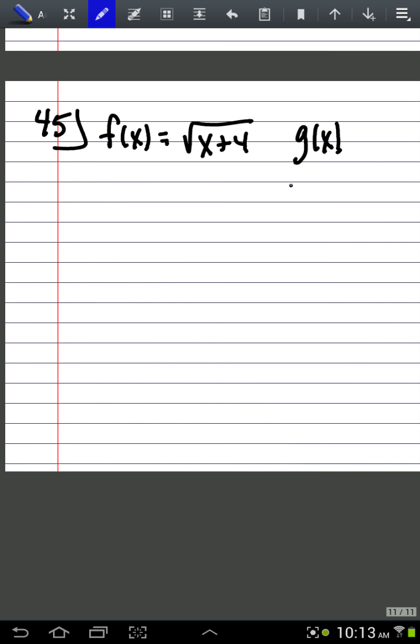All right, so let's look at 45. Okay, we really didn't get through it too well. Let me look at the two functions. Okay, they were square root functions. f of x was equal to the square root of x plus 4, and then g of x was the square root of x minus 1. All right. Now let's look at f plus g.